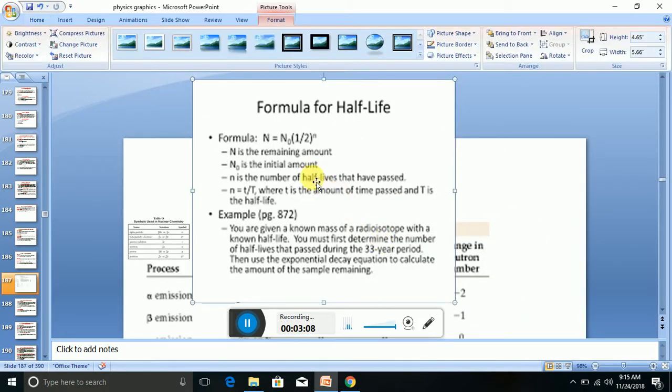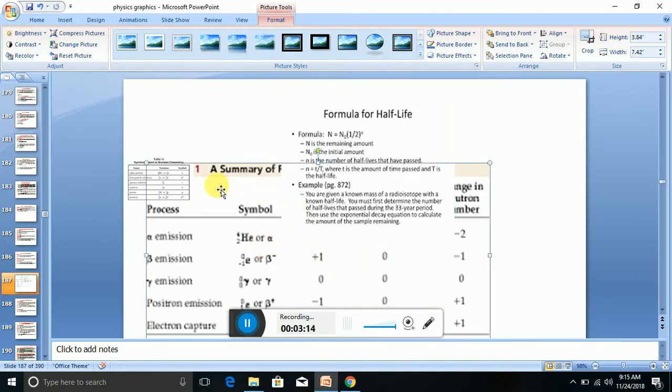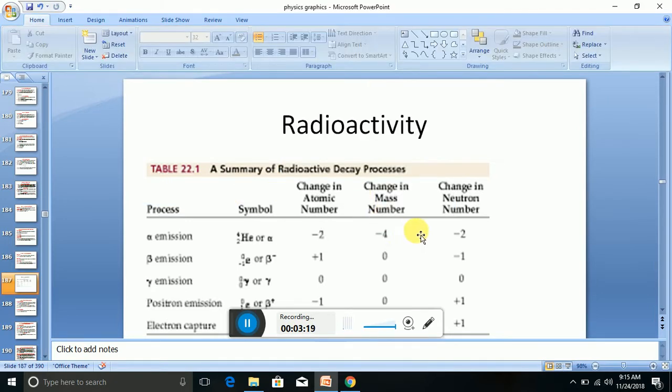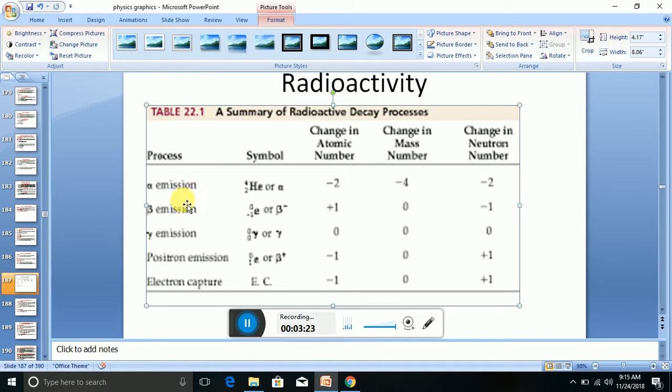I'm going to close this down, and then I'm going to delete this and delete this and open this up very well. So these are those emissions. This is the alpha particle, which I told you is synonymous to helium, with mass number of 4 and atomic number of 2.